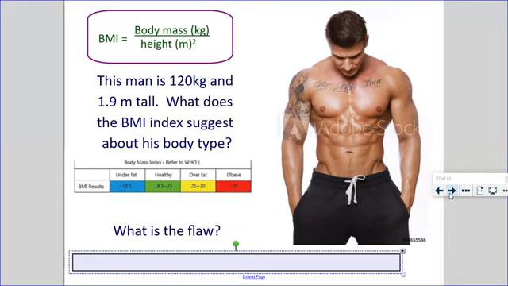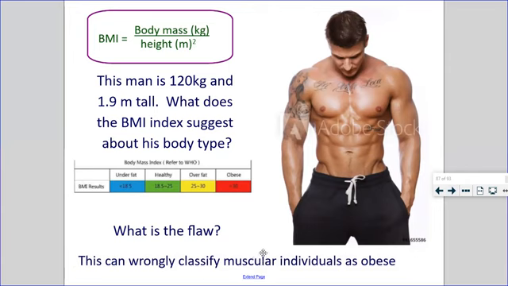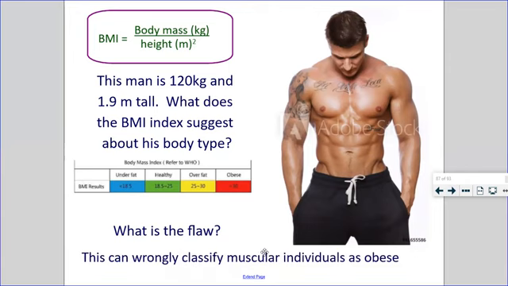So what's the issue with using BMI to measure obesity? Well, this guy, who's 120 kilograms and 1.9 meters tall, if you put that into the equation for BMI, it works out that he has a BMI of about 33, which would mean he is obese, and he's obviously not obese. So what's the flaw with BMI? Well, the problem is people like me and him, muscular individuals, using BMI, we would be classed as being obese. So that's a slight flaw with this as a measure of obesity.